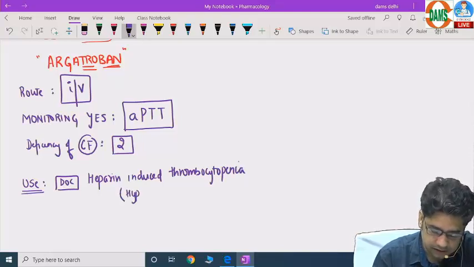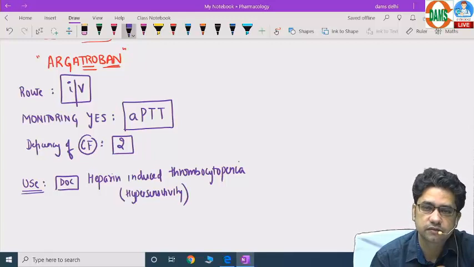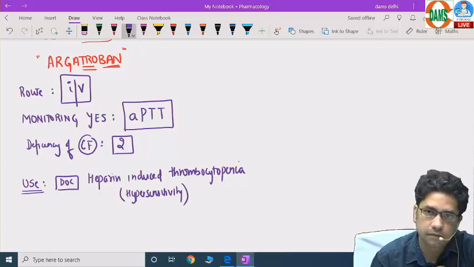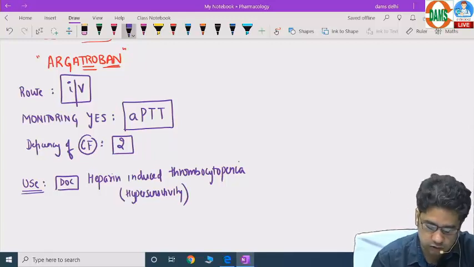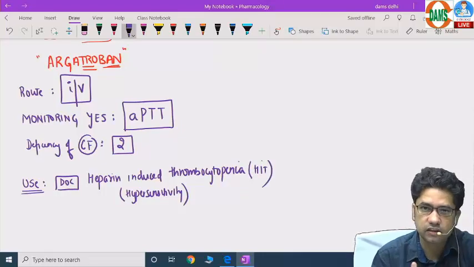एक टाइप की हाइपरसेंसिटिविटी होती है. It is a very dangerous condition. In this condition we never give heparin. I will tell you what is heparin-induced thrombocytopenia. HIT word याद रख लो हिट में. We give this drug in HIT.